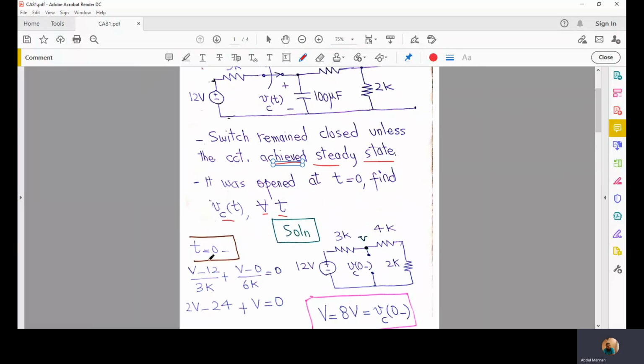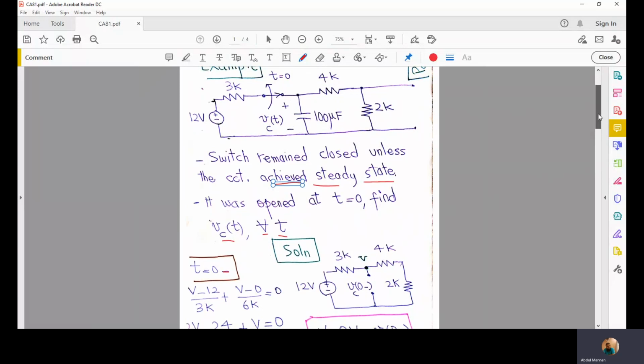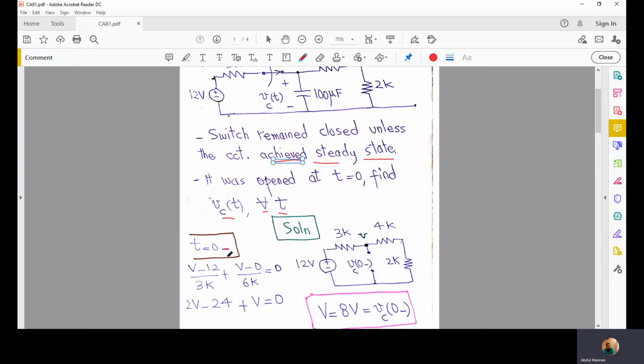What was the situation at time t equal to 0 minus, when the circuit achieved steady state while the switch was closed? If the switch remained closed for a very long period of time, the capacitor would have been charged, because this is a DC voltage source. The capacitor would have been charged to a constant voltage, and then the current flowing through the capacitor would become 0 and it would be open circuited.